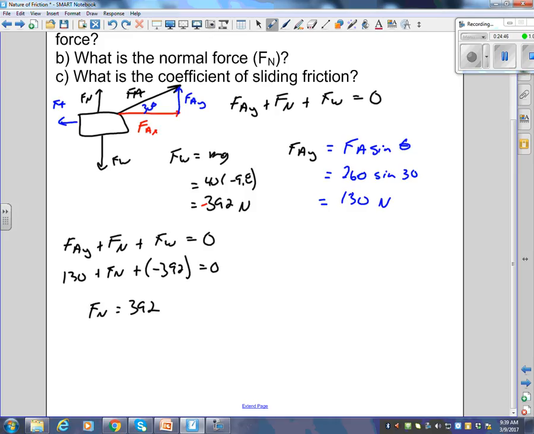And then you got 130 here. We're going to take away. If you take it away from the left, you got to take it away from the right to be fair. 262.